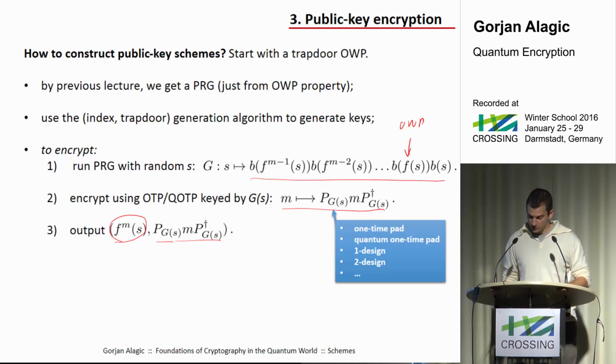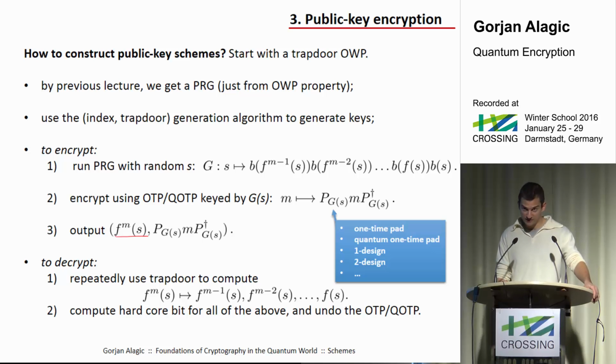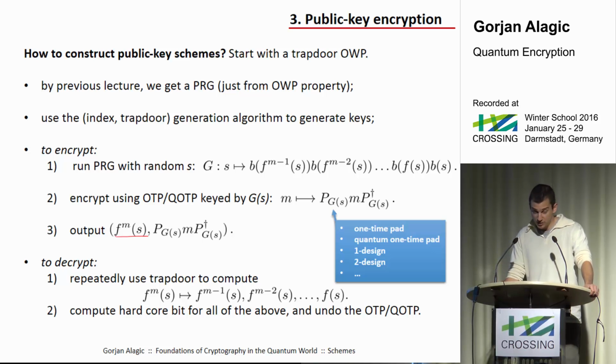Okay. So why do we need that? Well, basically, so the decryption becomes possible. In decryption, we just start from this nth power of F evaluated at S, and because the trapdoor allows us to invert from the nth power of F, we can compute all the pre-images.